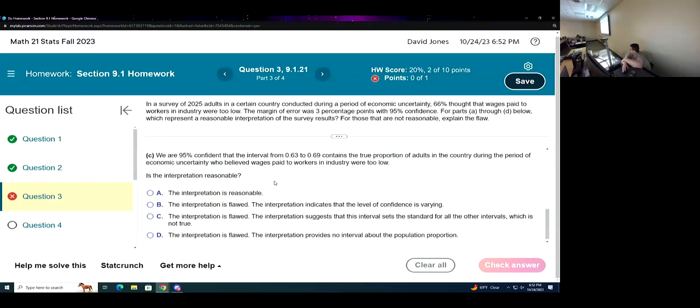So they give you 4 sentences and they're like, which one makes sense? We are 95% confident that the interval from 0.63 to 0.69 contains the true proportion of adults in the country during the period of economic uncertainty who believe wages paid to workers in the industry were too low. They gave us their confidence range. They gave us an interval. They told us the parameter they're talking about. And they gave us the topic. This one makes sense. It's a little different order than I said. I put the interval at the end, but it contains all the same information.